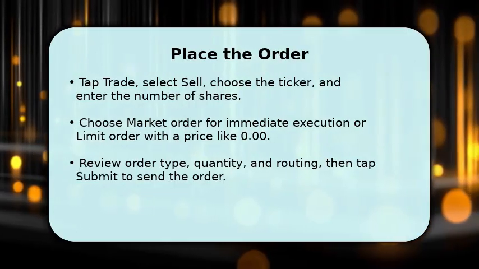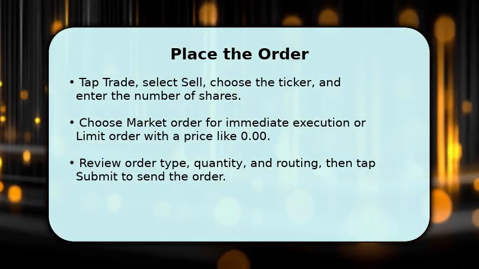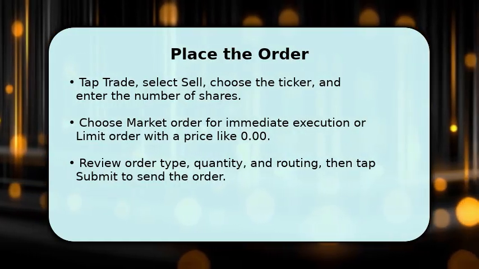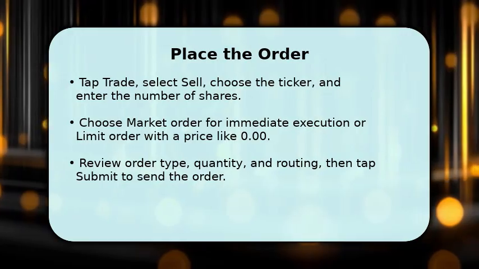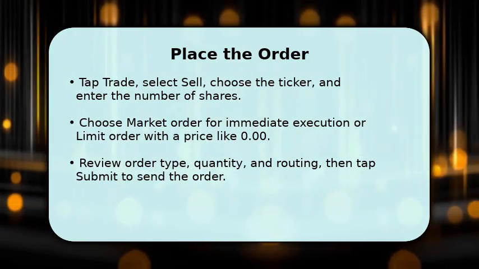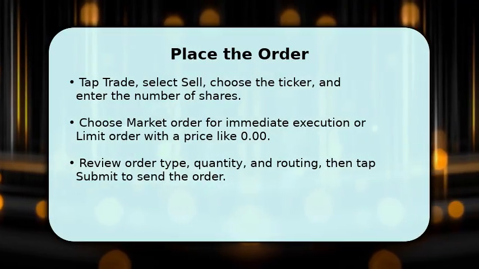Choose market order for immediate execution or limit order for price control, and consider time in force like day or GTC. Review order type, quantity, and routing. Then tap Submit to send the order and watch for a confirmation or order ID once it is accepted.